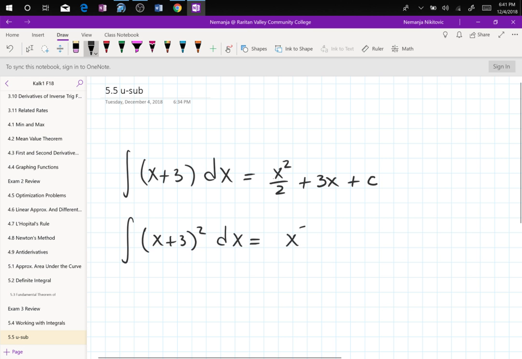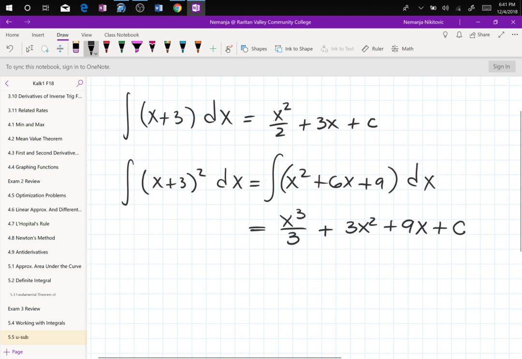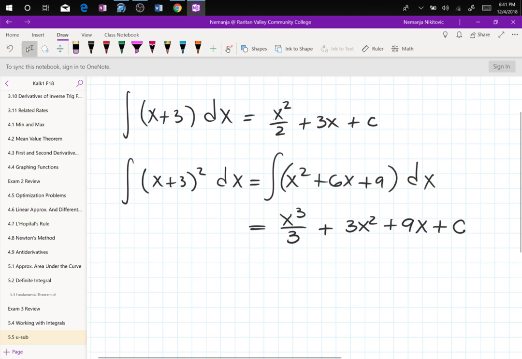x squared plus 6x plus 9, integral dx. So you foil. You get x cubed over 3 plus 6 times x squared over 2. So that's just going to be 3x squared plus 9x plus c. All of this is 4.9. And it's not a problem to solve these things.